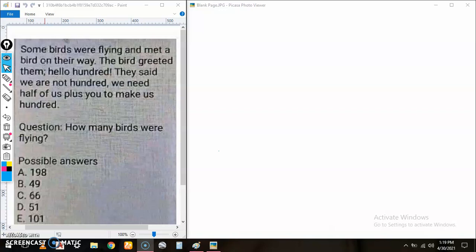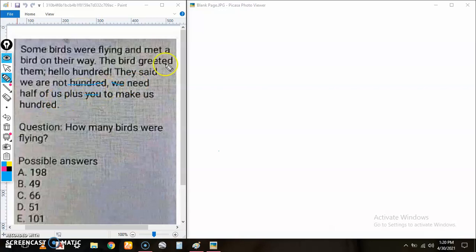Yes. To come up with an expression, we are going to look at the hints. We are given some hints here. We have 100. We have "you". This is 1, right? Because "you" is 1. It's not "we". And then we have "we". So let's use our pen here. We look at the 100. We look at "you", right? To get our answer here. So to get our answer, we look at "we need half of us plus you".